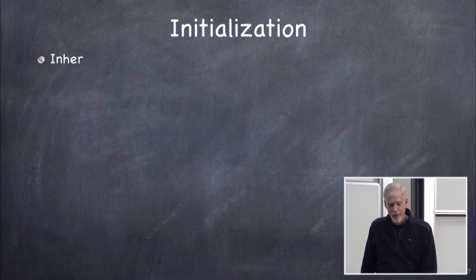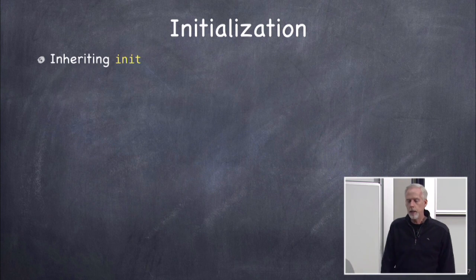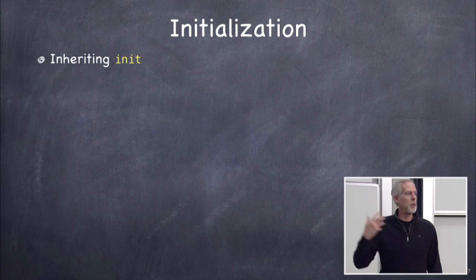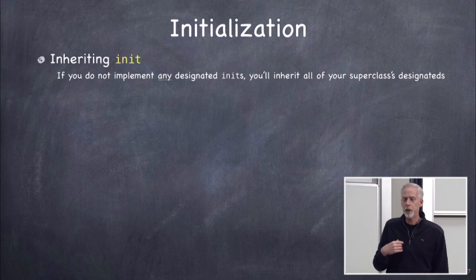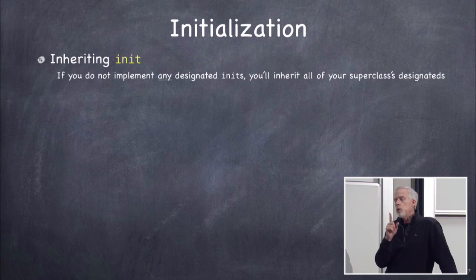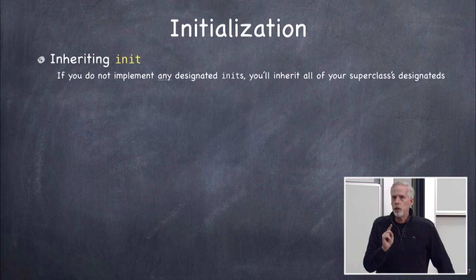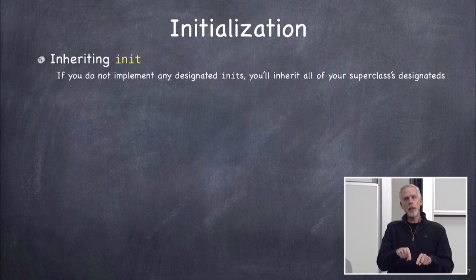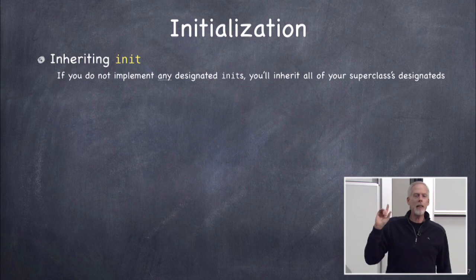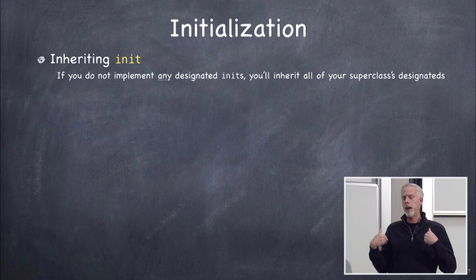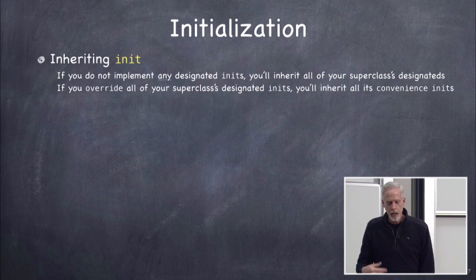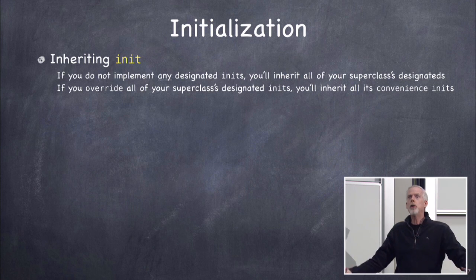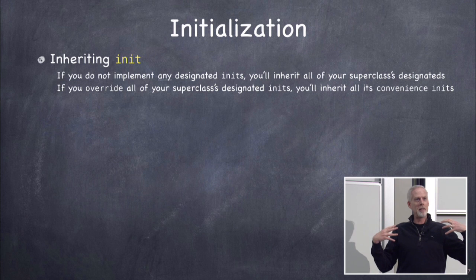Okay, a lot of rules there. And a lot of them are conflicting and all that stuff. And let's make it even more complicated when we talk about inheriting inits. So you want to get some inits from your superclass. Whoa, not so fast. If you don't implement any designated inits, you only implement convenience inits, then you will inherit all of your superclass's designateds. But only if you don't implement any of them. If you implement even one designated init, now you're not going to inherit all your superclass's. Okay? If you override all of your superclass's designated inits, then you'll inherit all of its convenience inits.